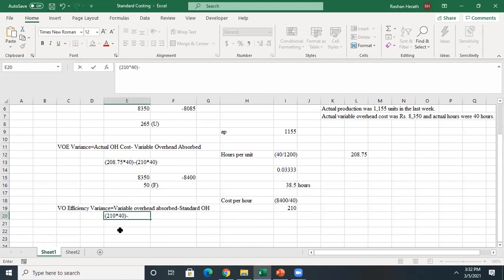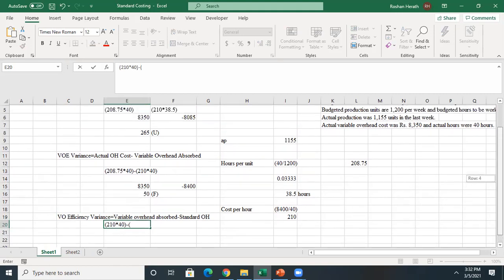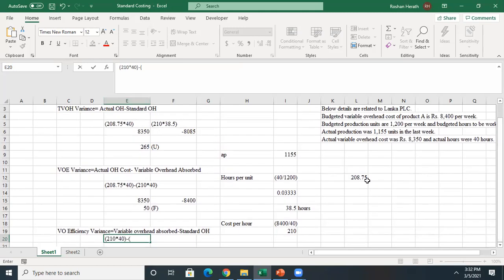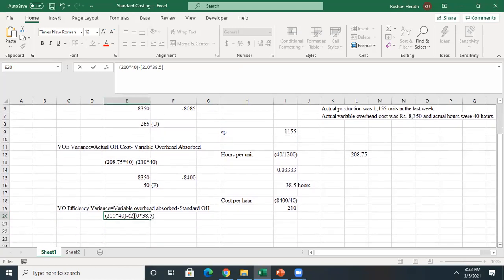Then you can deduct the standard overhead. How much is the standard overhead? As per the standard, how many hours do you allow for the task? It is 38.5, right? And the cost is 210. That is the standard what you would take. So in that, simply what has happened, you can see that expenditure remains the same, but the hours vary. So therefore, the difference comes as a matter of hourly variance.